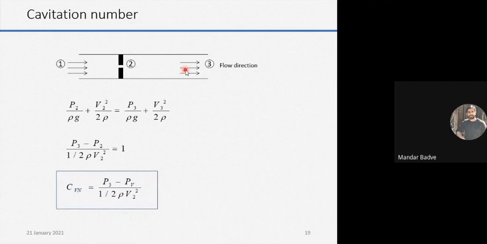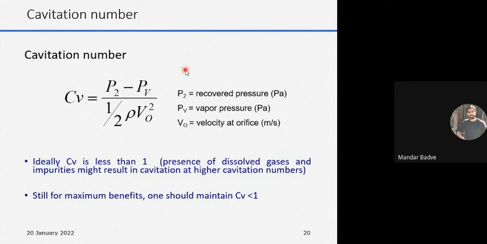You just calculate the pressure head and the velocity head, and from that ratio you can quantify the amount of cavitation which is taking place. So obviously when Cv is less than 1, cavitation is taking place, and as its value goes down, which means the velocity head is more and more compared to your pressure head, the intensity of cavitation keeps on increasing, right?